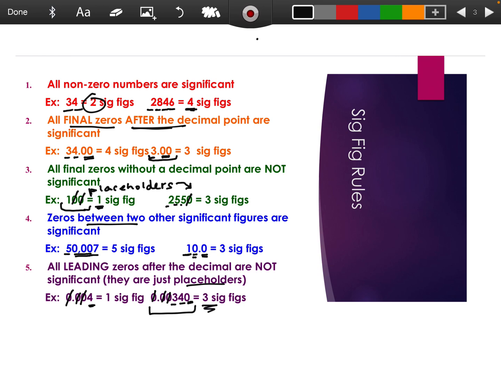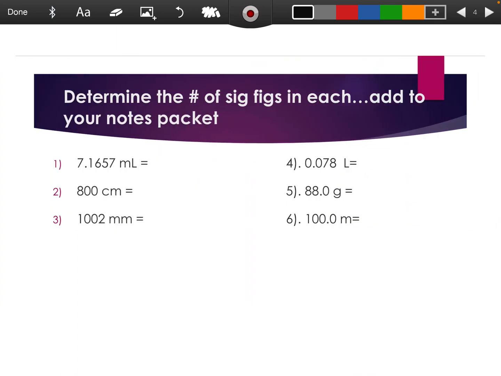Oh my gosh, sig figs, so much fun. All right, so in this example, these examples are in your notes. So take a second, pause the video. You are trying to figure out how many significant figures each one of them has based on the rules. So pause the video, take some time, and then come back and check your answers. Even if you get all of them wrong, it's okay, as long as you try to understand those mistakes.